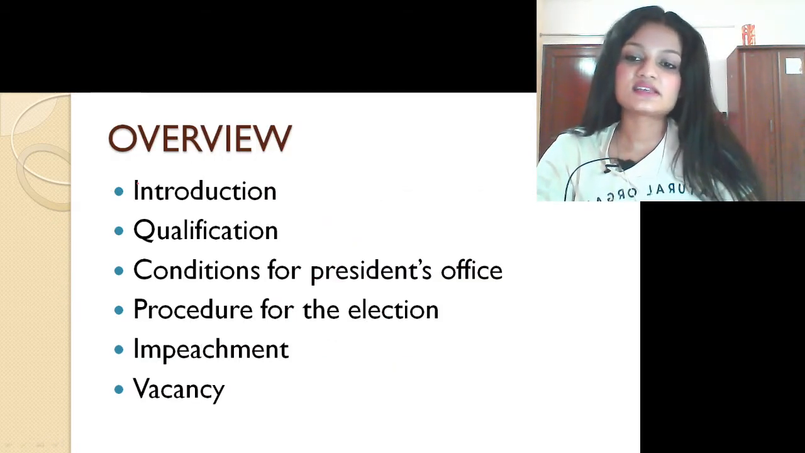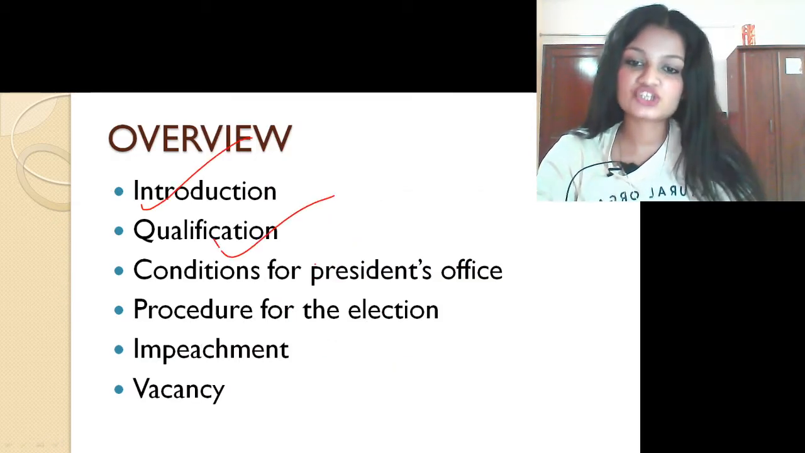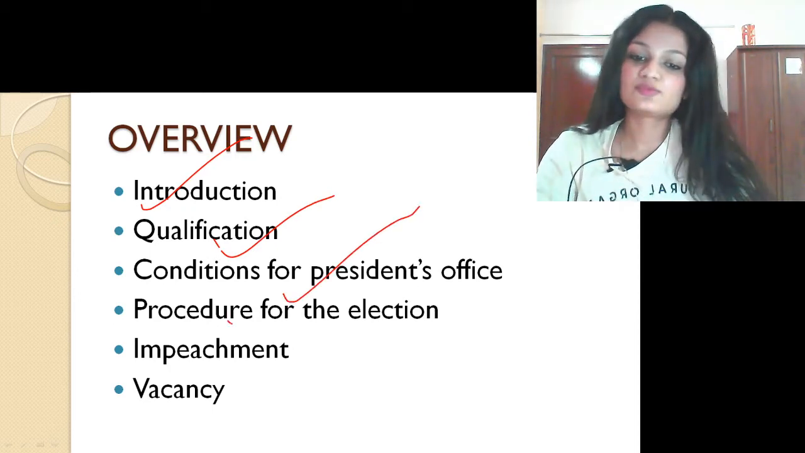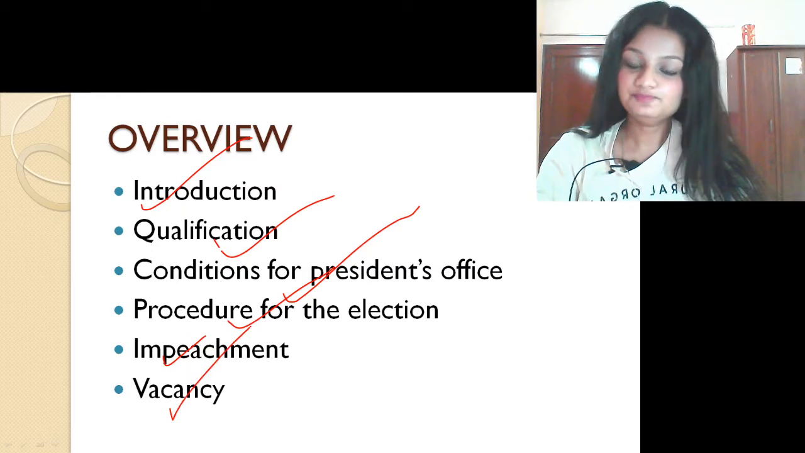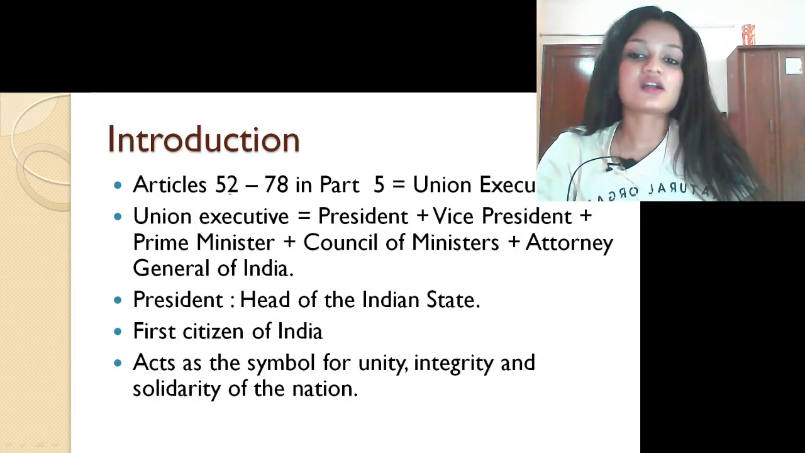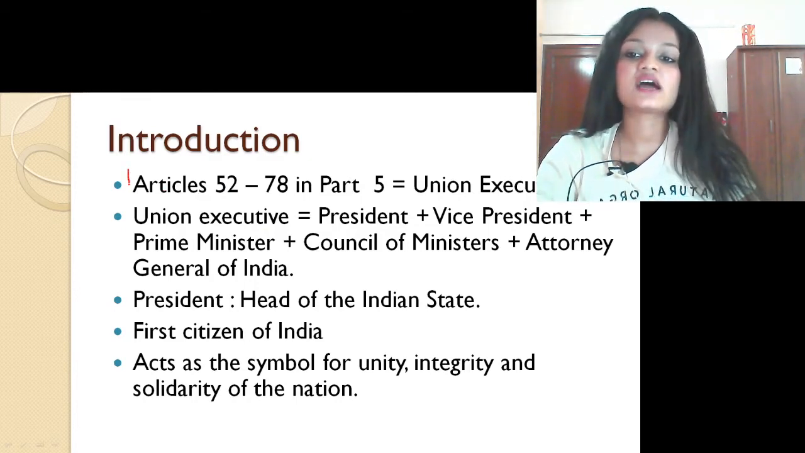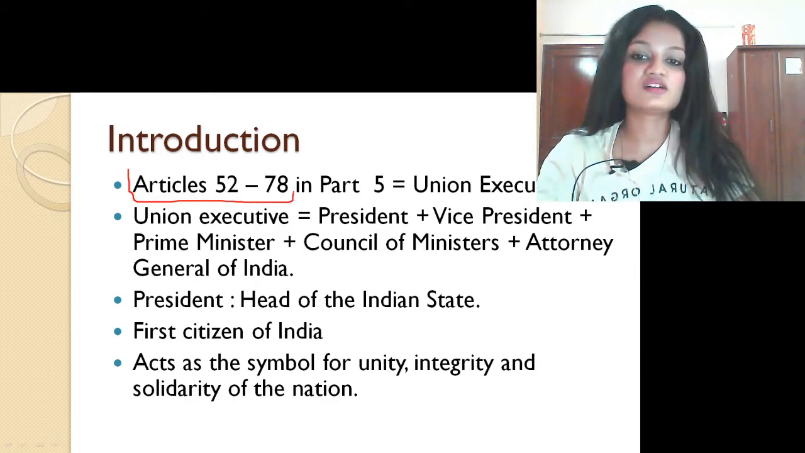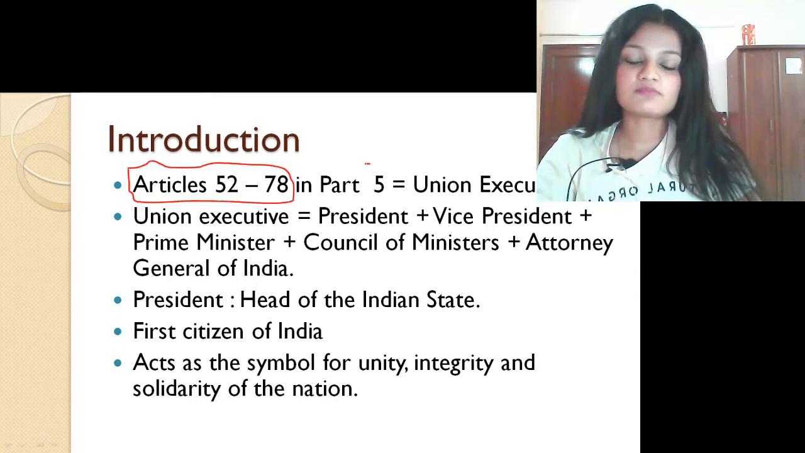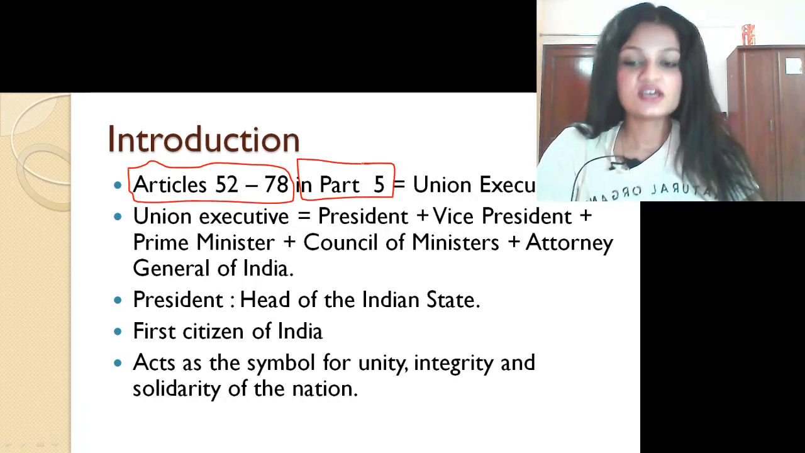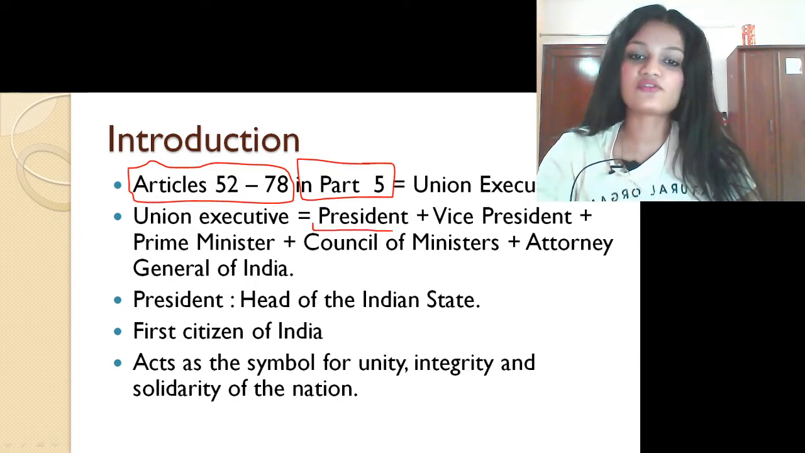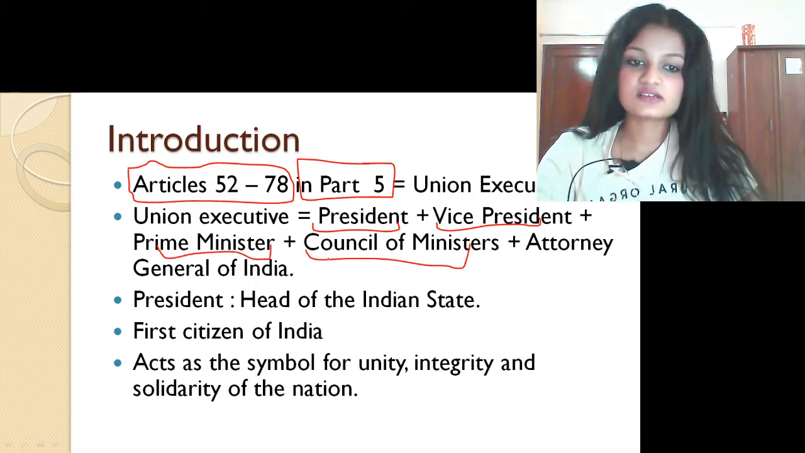In this, we will basically be discussing the introduction, the qualification, the conditions for president's office, the procedure for election, impeachment, and vacancy. Whenever we talk about the union executive, we always have to keep in mind that the articles in question are Article 52 to 78 in Part 5 of the Constitution. The union executive consists of the president, the vice president, the prime minister, the council of ministers, and the attorney general of India.